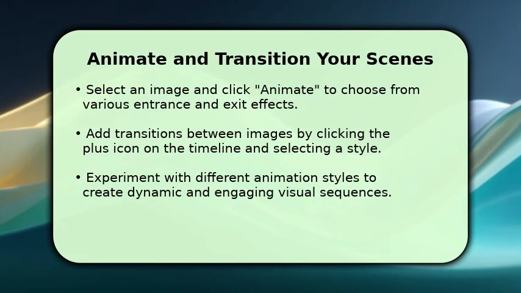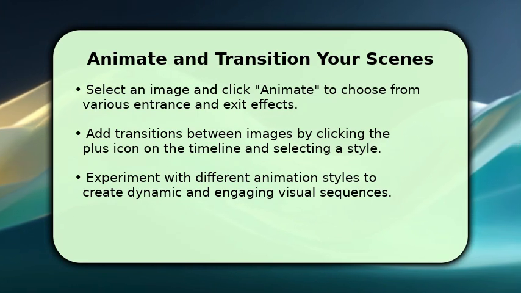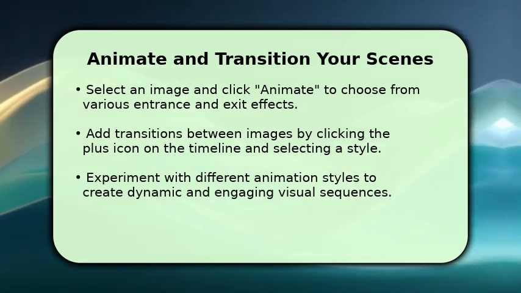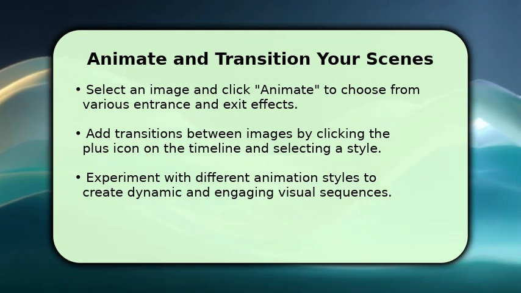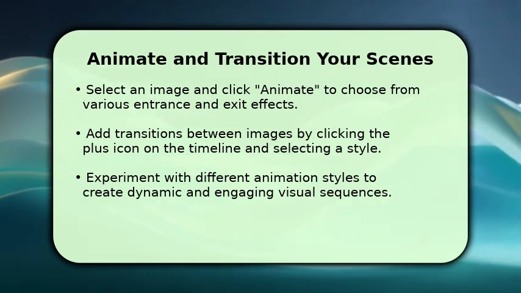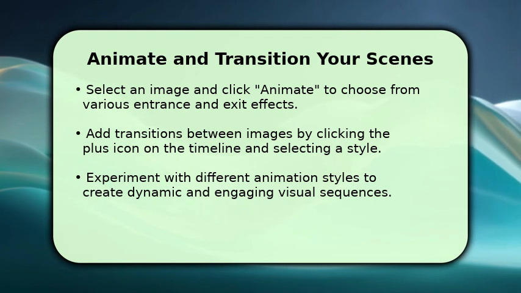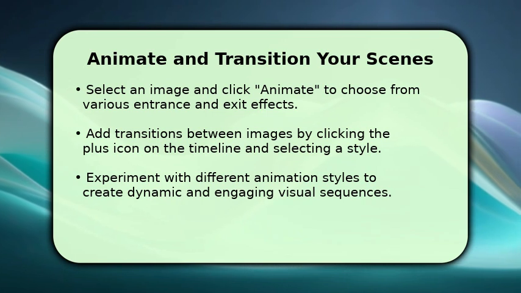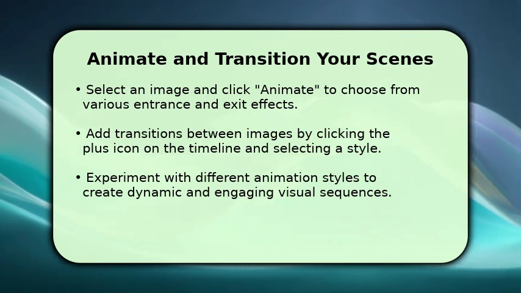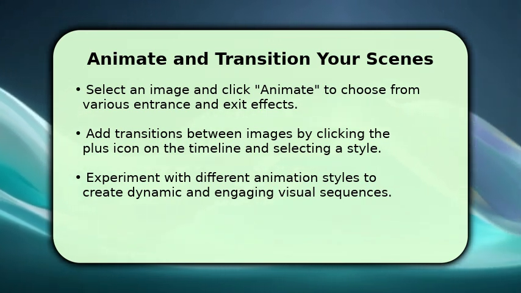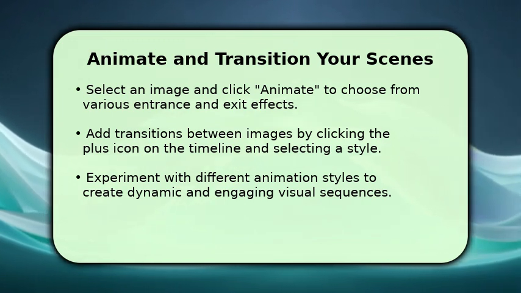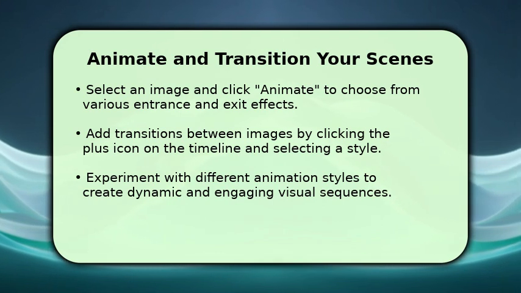To bring your video to life, let's add some movement and transitions. Select an image and click the Animate button to explore a wide range of entrance and exit effects. Between each image, click the plus icon on the timeline to add a transition, choosing from options like Dissolve, Slide, or Wipe. Experiment with different styles to find what best suits your narrative. Remember to preview your video often to ensure everything flows smoothly and the timing is just right.